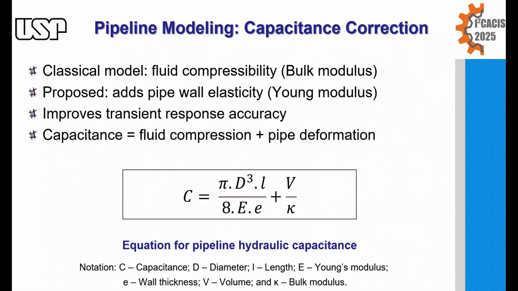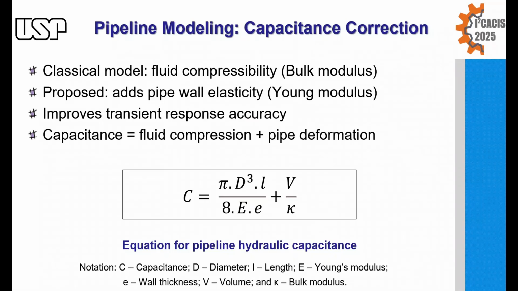In addition to improving pump modeling through viscous correction, a central advancement in this approach is how we formulate hydraulic capacitance. Traditional pipeline models usually compute hydraulic capacitance based only on fluid compressibility, expressed by the bulk modulus. However, this simplification neglects the elastic behavior of the pipe wall, the Young modulus, which becomes significant in long-distance pressurized systems where dynamic pressure waves propagate throughout the pipe.